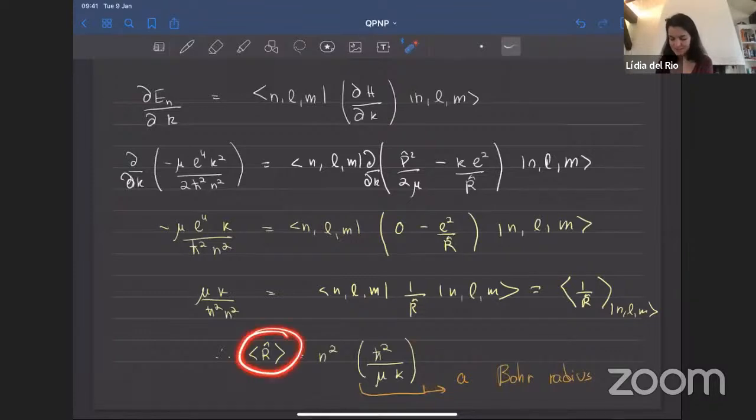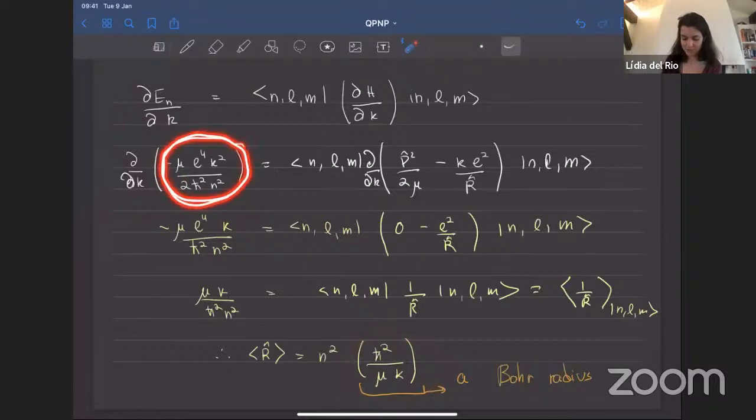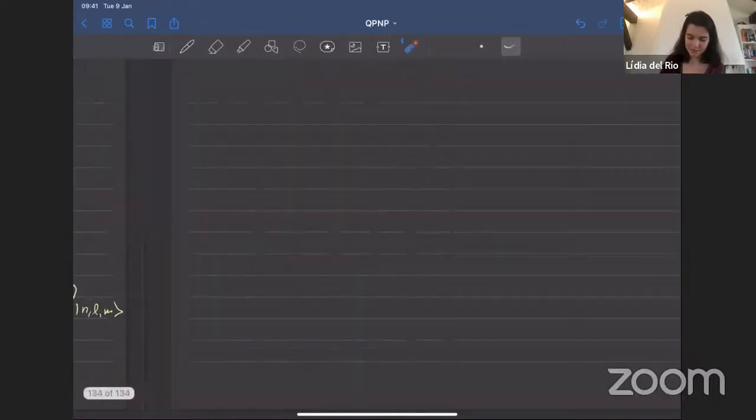So then R, the average size of your atom, is n squared times this base radius, right? The radius of the ground state. Okay, and because we have this, we can also simplify the expression for the energy in terms of this. So I'll just write. Let's just write conclusions.